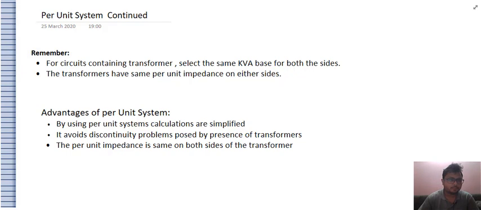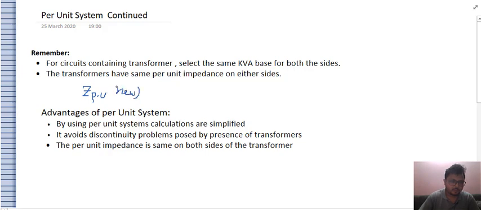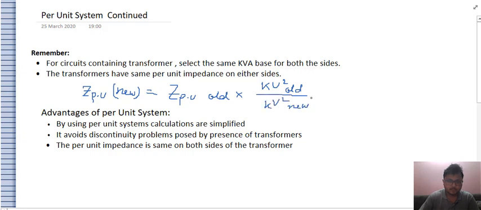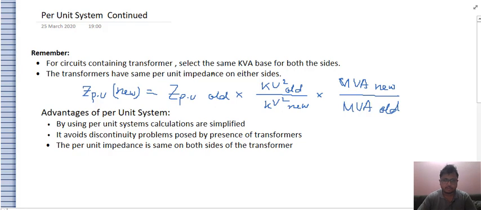Also, Z per unit new equals Z per unit old into kV square old by kV square new into MVA new by MVA old. Okay, this is very important.